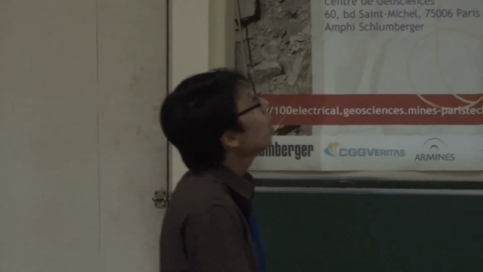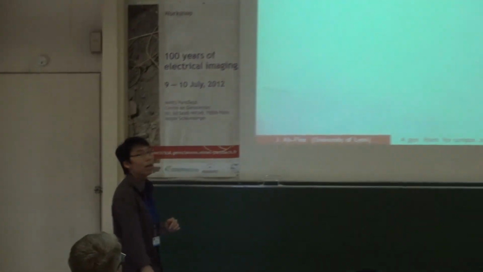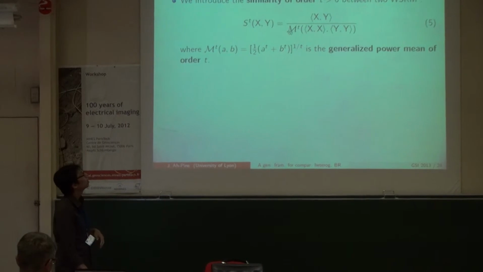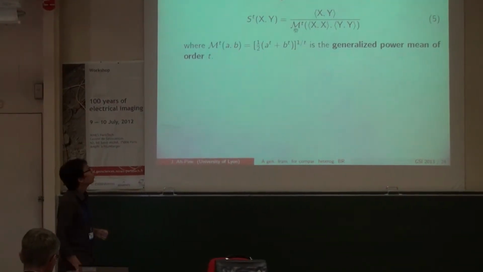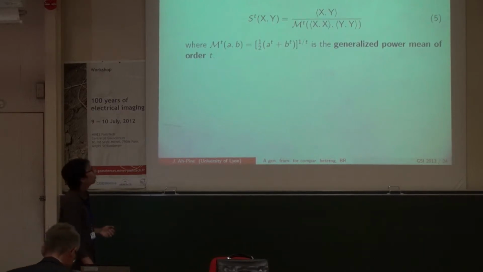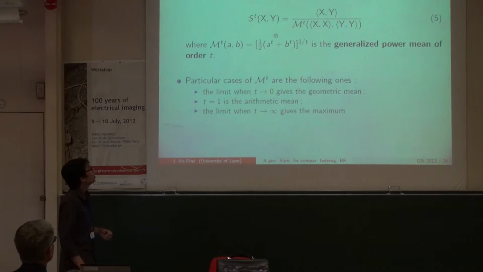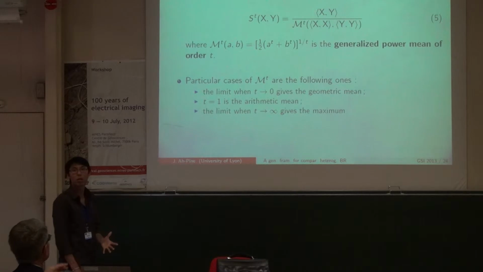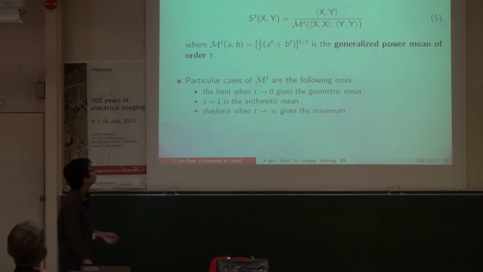WSRM. So I propose this generalization of lambda. The important thing here is that at the numerator, I have introduced the generalized power mean of order T, whose definition is recalled here. And we can recover the previous case as a particular case of this generalized mean. So typically when T tends to 0, we recover the geometric mean. And in that case, in particular, I recover the lambda similarity measure. But the interesting thing is that we have a whole family of similarity measures, so we can take T different from 0. We can take T equals 1 and T tends to infinity. So we have different means with respect to the different values of T.